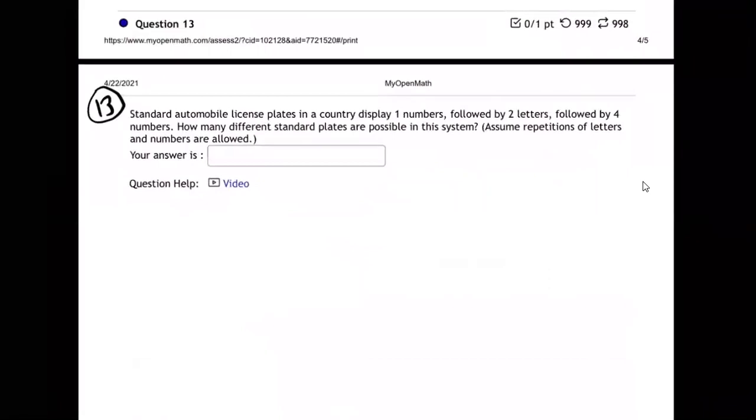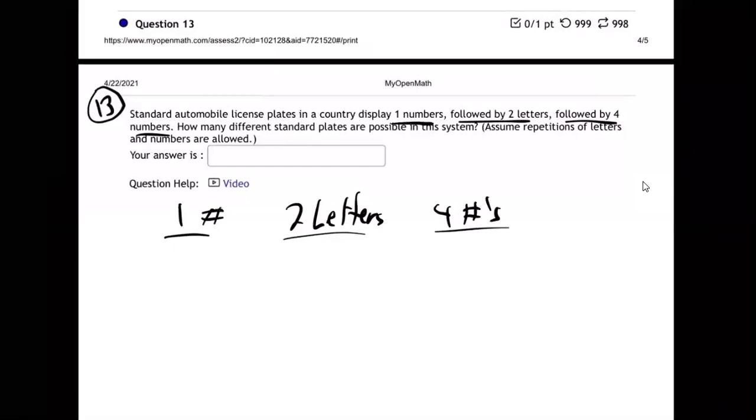So what are we supposed to do? We're supposed to do one number, followed by two letters, and four numbers. One number, two letters, four numbers. So let me actually make one. How about 7WV3703? I just made a license plate fitting their scheme. I picked a number, two letters, four numbers.